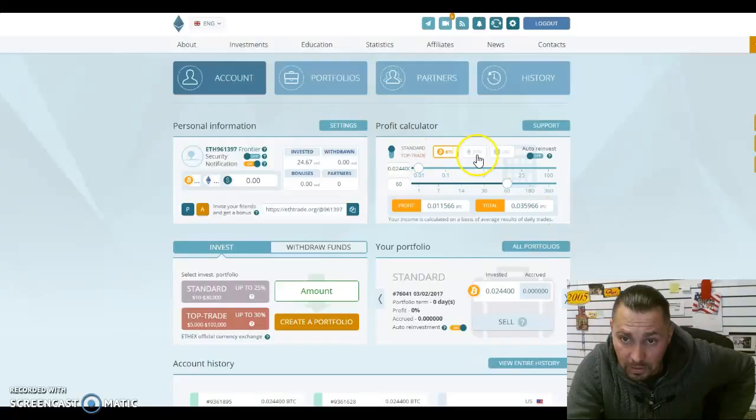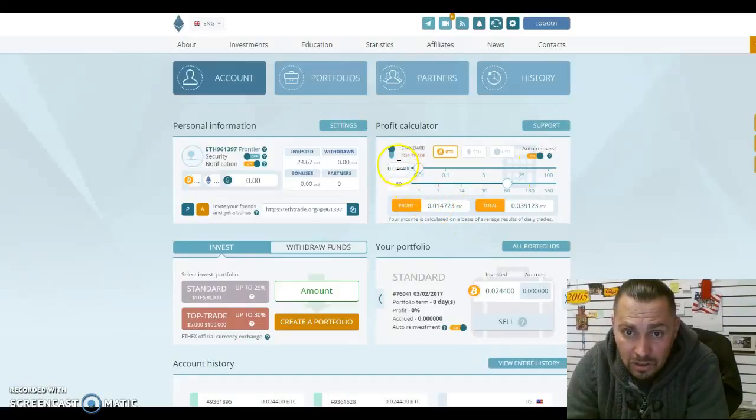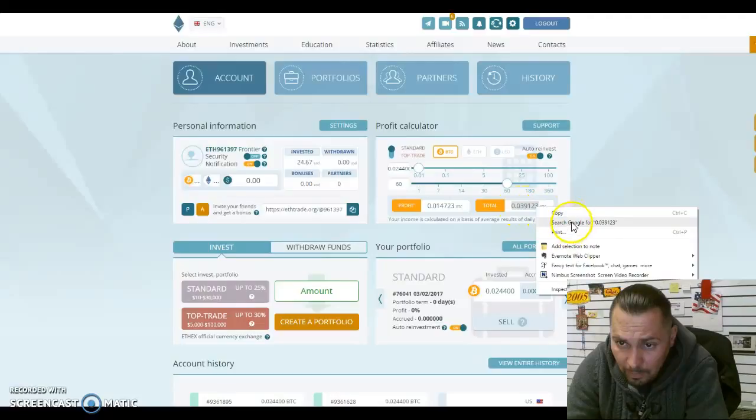Actually, let me do the standard because I'm going to do auto reinvest. I don't want to touch it. I want it to stay in there. So I initially put in 0.0244, so $24.79. I'm going to keep on auto reinvesting. And now after 60 days, let me show you what my total will be. Okay, I'm going to just copy that.